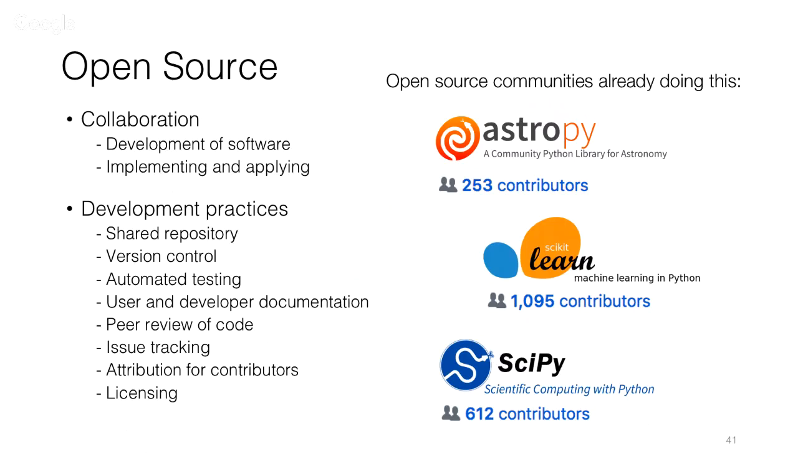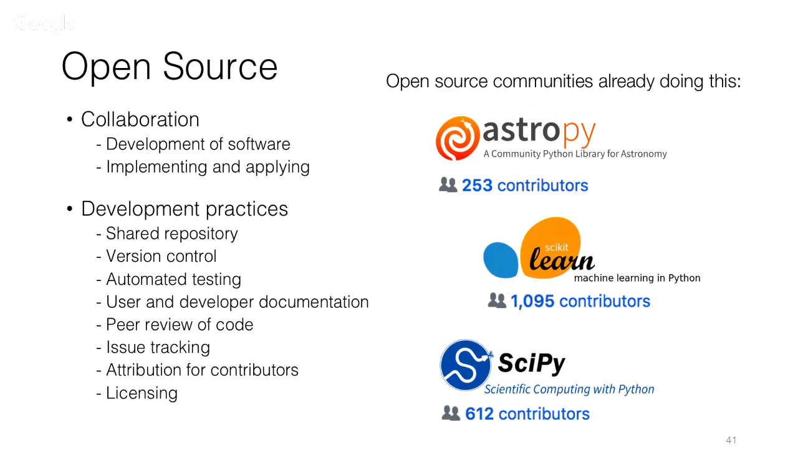And if we're going to collaborate with other groups, then we need to make sure that everything is properly structured, ordered, and organized. So we need shared repositories, version control, automated testing, documentation, peer review of code, issue tracking, attribution for contributors, licensing, and so on. These are all parts of the culture that needs to be developed in order to make that collaboration happen.